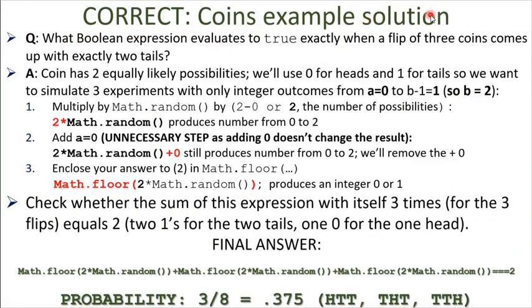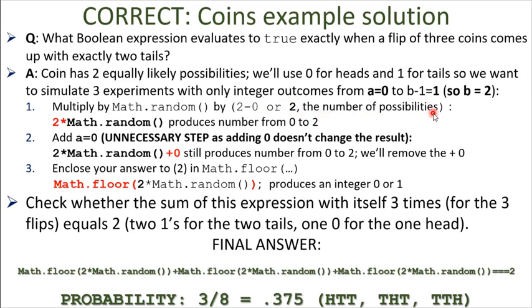Okay, so another example we can talk about is flipping 3 coins, and we want to see if you come up with 2 tails. So the way we'll model this experiment is, first of all, a coin has 2 equally likely possibilities, so we're going to use 0 for heads and 1 for tails, right? So this time we want an integer that's between 0 and 1. So again, we have our A of 0, B minus 1 is 1 this time, which means B is 2. So using the same procedure that we did before, this time we multiply math.random by 2. 2 minus 0, that's your B minus A.